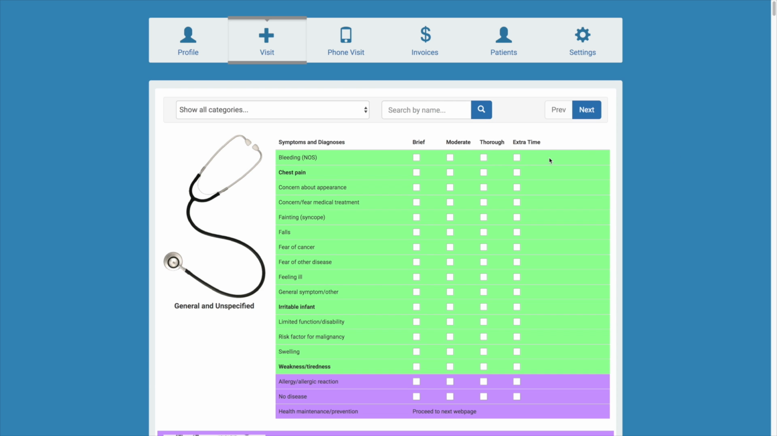So there are three levels, again based on the field work that I did to create the system. The website has some text that talks about this, but basically it's a time-based system in a sense. A brief assessment of an issue, which doesn't mean substandard because some issues don't need that much time, is up to 2 minutes of both the history taking and then negotiating the treatment plan. Moderate is 4 minutes, thorough 6.